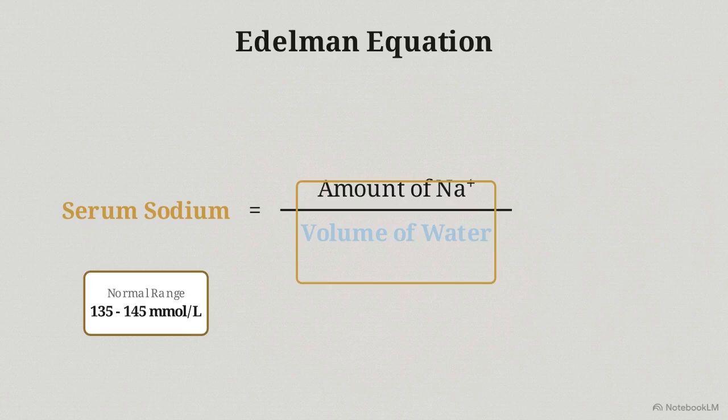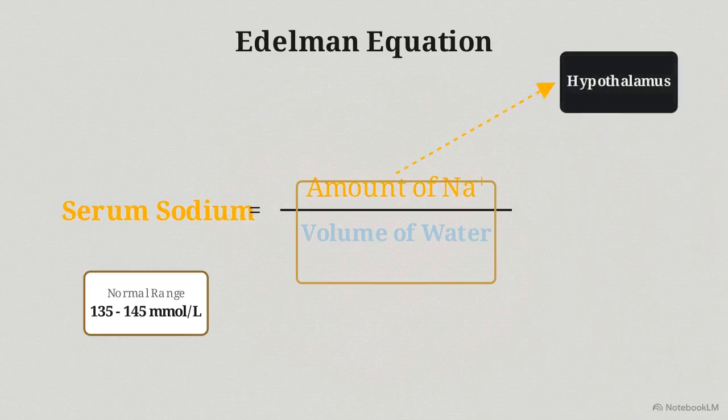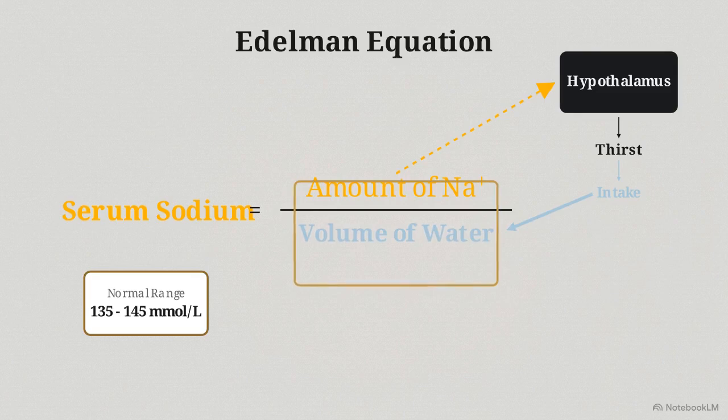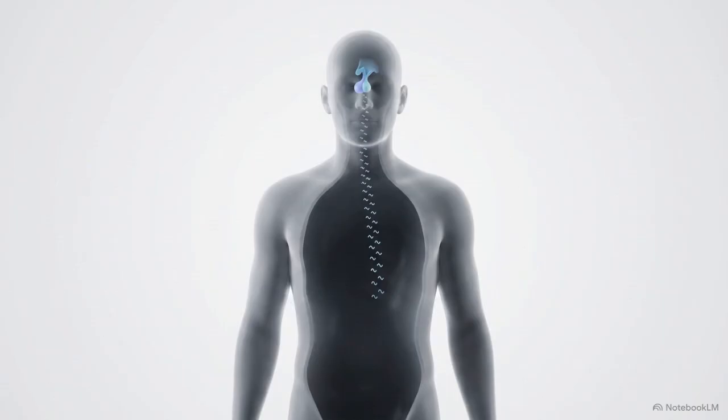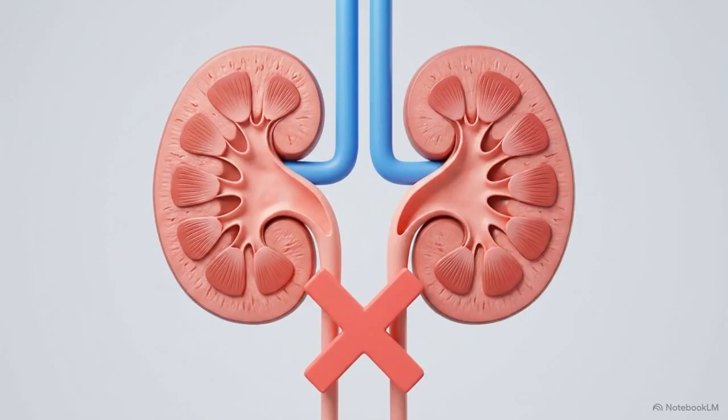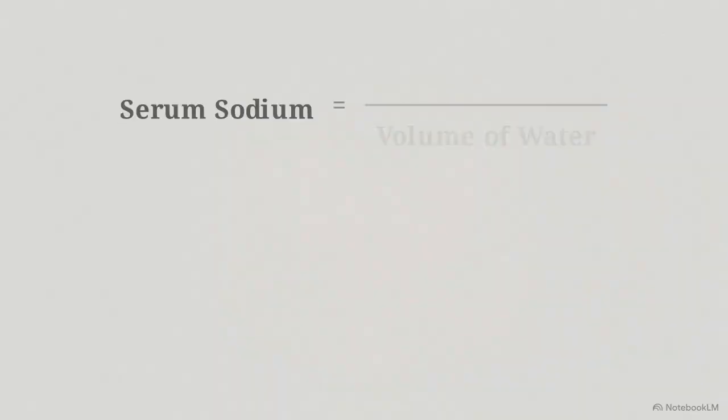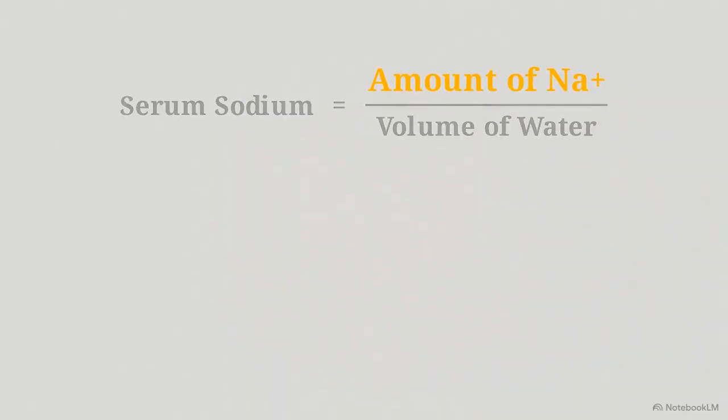of water. When your blood becomes too concentrated, receptors in your hypothalamus detect the change and trigger the sensation of thirst, driving your intake. On the output side, your brain releases antidiuretic hormone, or ADH. If plasma concentration gets too high, ADH signals your kidneys to restrict urine production and hold on to water. Then we look at the top half, the amount of sodium.